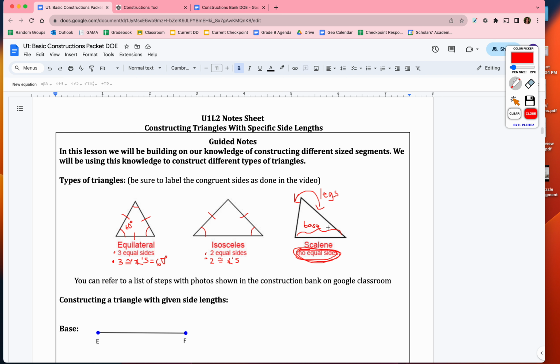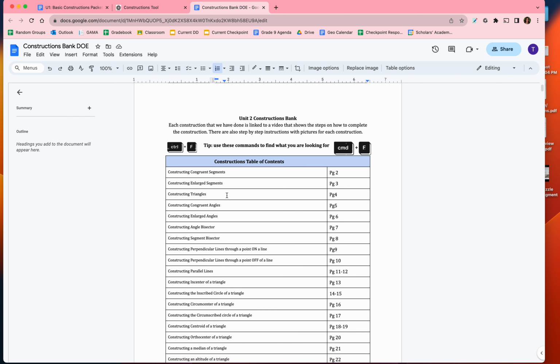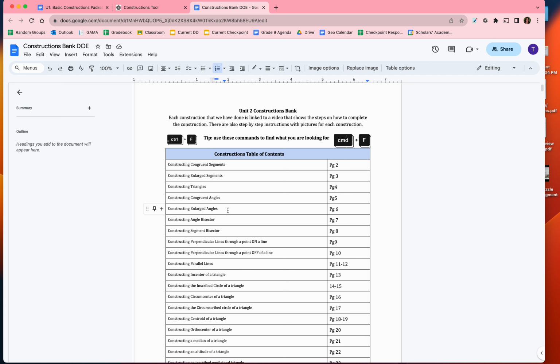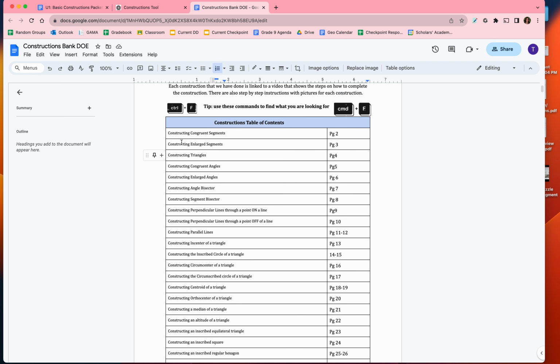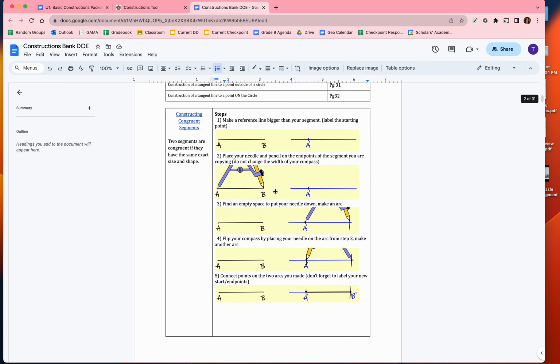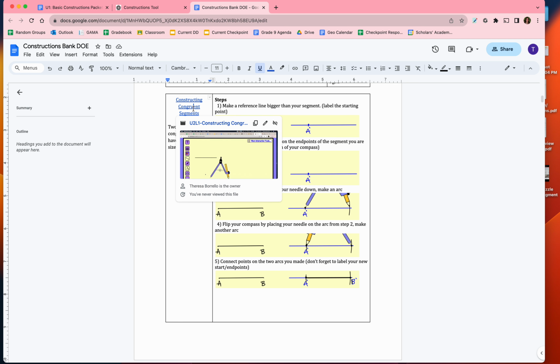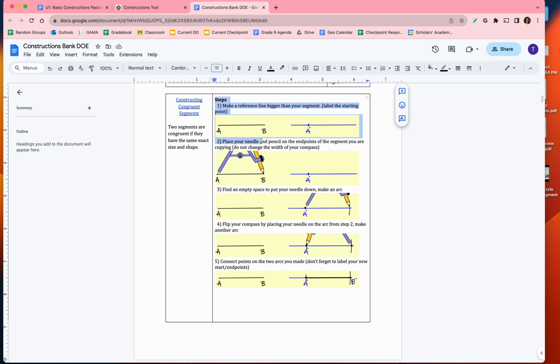Referring to this sentence here, we're going to have a construction bank, and this construction bank is going to be your support for the unit. It is on Google Classroom, but just to show you what it is, it's a huge document. However, it pretty much goes in order, and whatever you're trying to find, you can just do Control F or Command F, and it has a shorter video going over the construction, and also a list of steps with all images there for you.